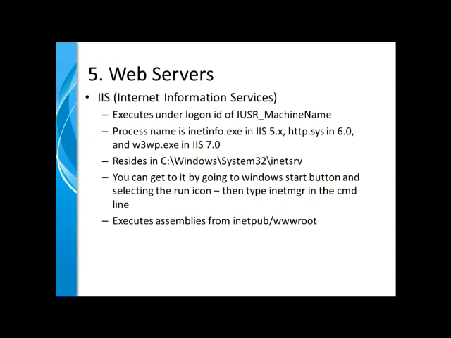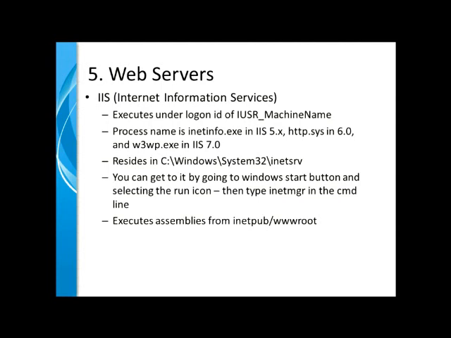And on the production side, when you're looking at Internet Information Services, you execute under a generic logon ID of IUSR_machine name, typically, as a default, and the process name is changed for each version of IIS, which makes it confusing, but in 5 it was inetinfo, in 6 it became HTTP.sys, and in 7 it was w3wp, which is the current version. And IIS resides under the Windows folder in System32 in inetsrv.